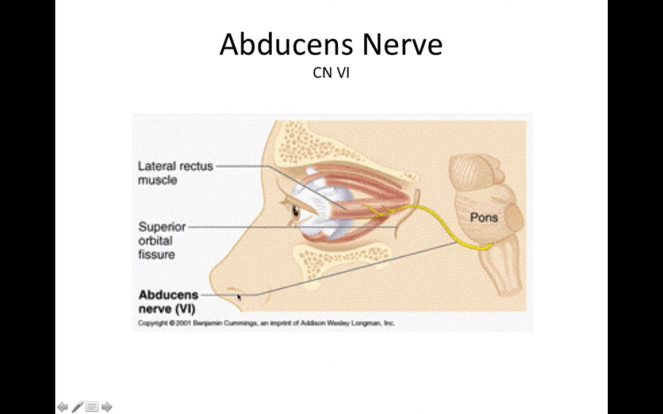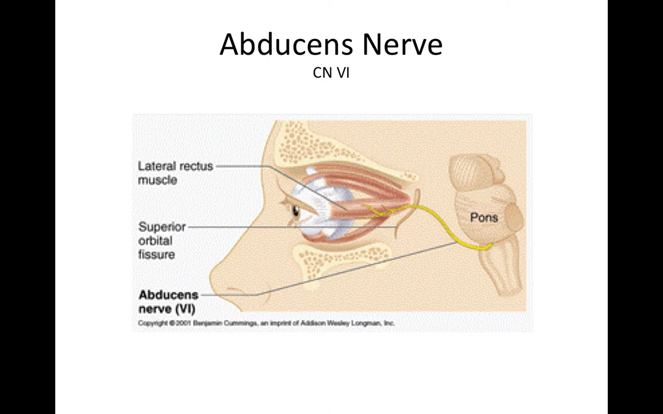If we have injury to cranial nerve 6 in the pons or outside of the brain, this is going to result in paralysis of the ipsilateral lateral rectus muscle. So the affected eye is slightly introverted and it does not abduct on attempt to look laterally. The opposite eye will be able to function normally because it is intact.